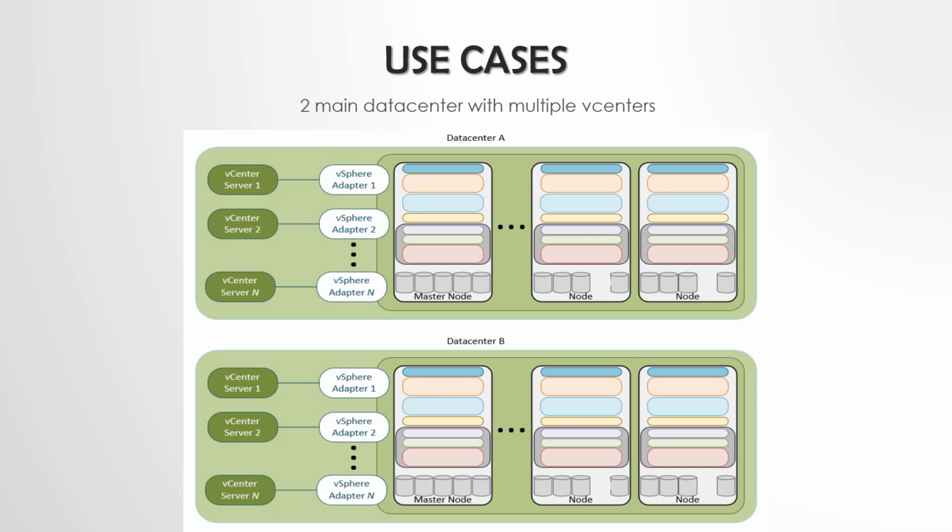So the third example is that there are two main data centers with multiple vCenters. So in that case, I'm going to deploy different vROps clusters for each of the data centers. And in each of the data centers, I'm going to deploy different vCenter adapters for each of the vCenter servers.